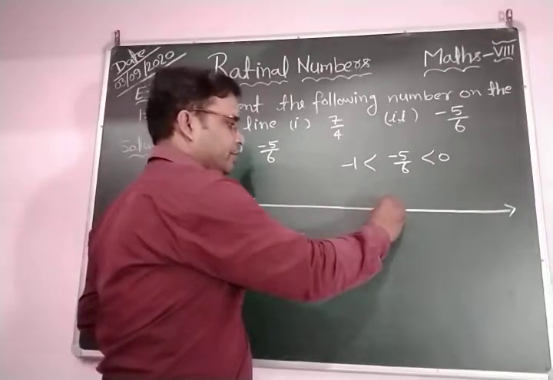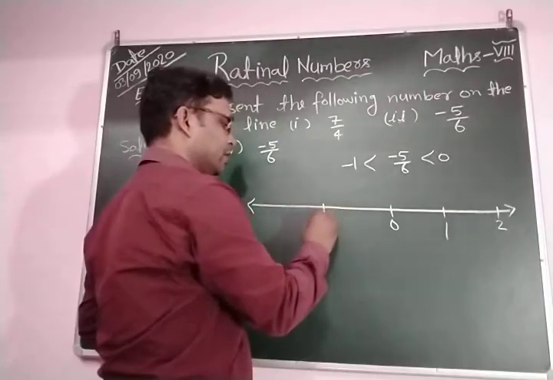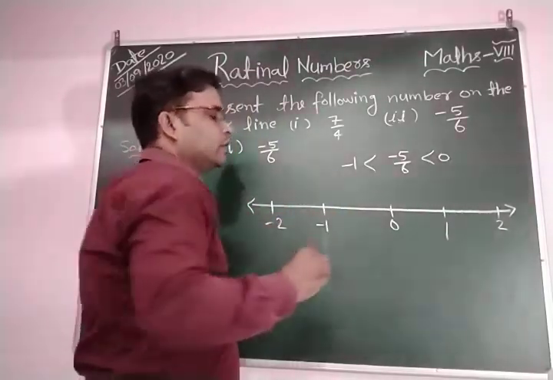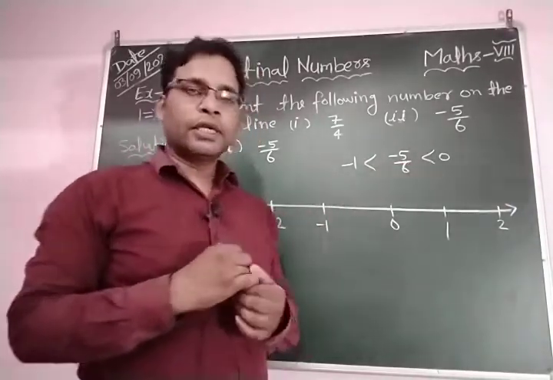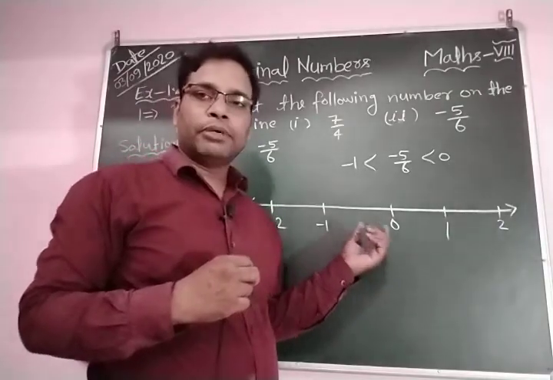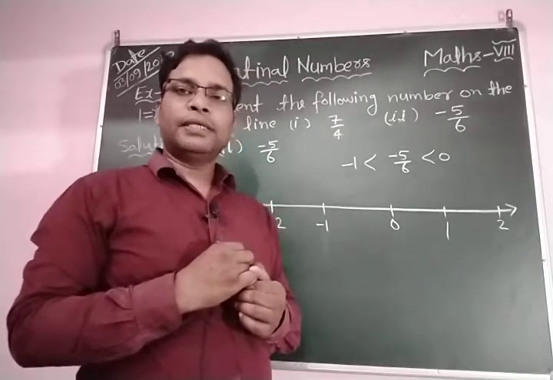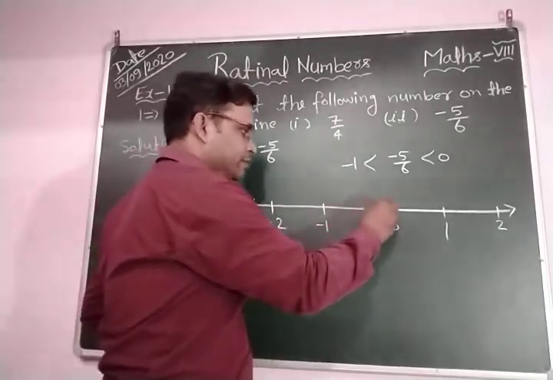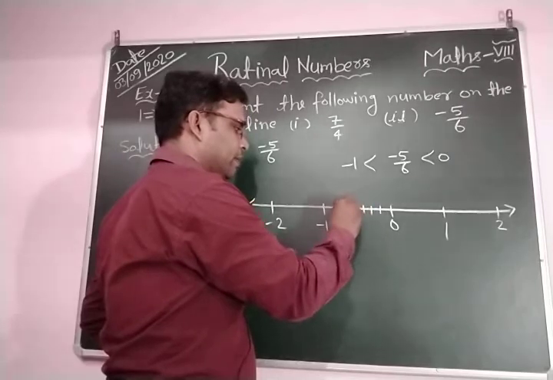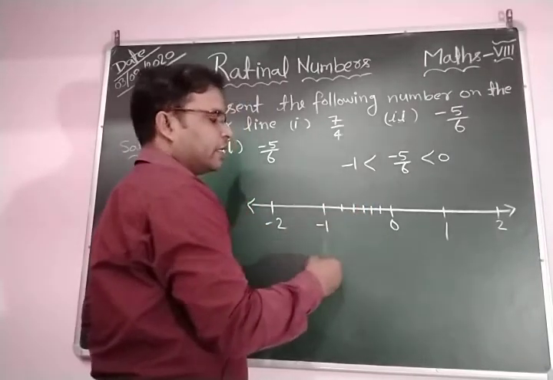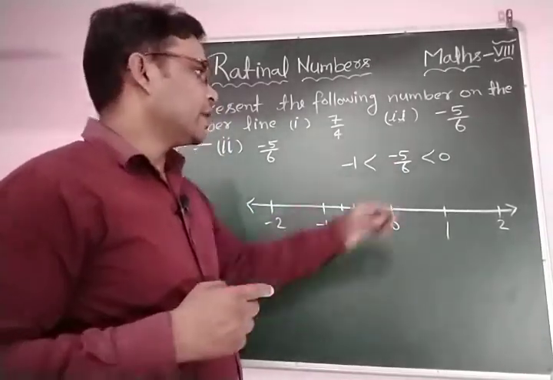Okay, so here suppose this is 0, this is 1, this is 2. And here this is minus 1, this is minus 2. So you can see here the denominator of this rational number is 6. So we can divide the line segment between minus 1 and 0 into how many parts? 6 parts. Okay, we start from here: 1 part, 2 part, 3 part, 4 part, 5 part, and this is 6 part. Okay, so we count from here, and we take how many parts?